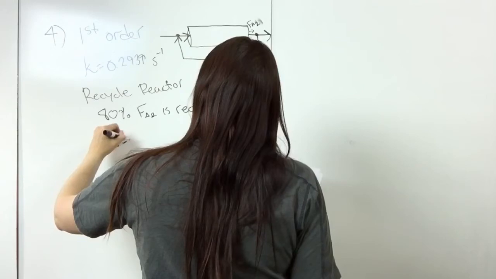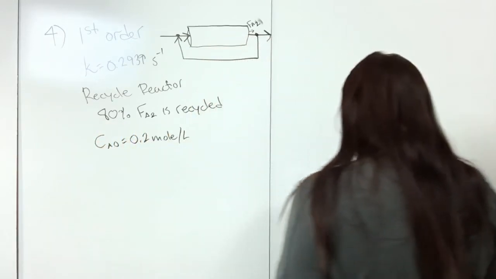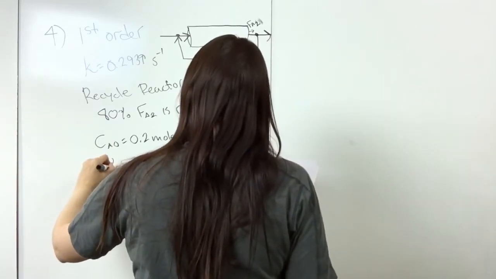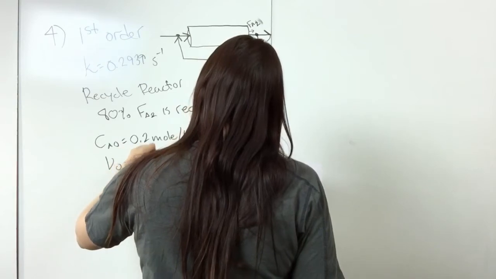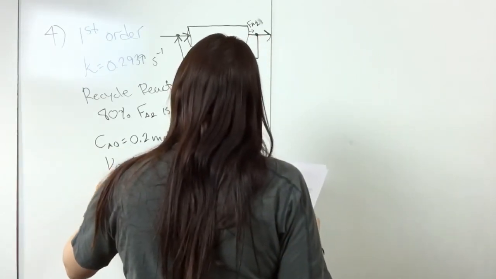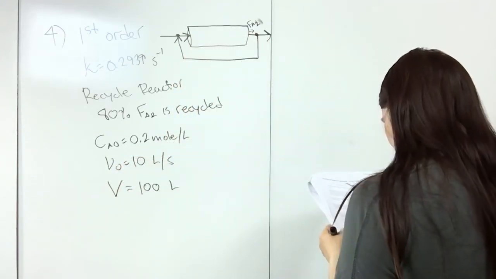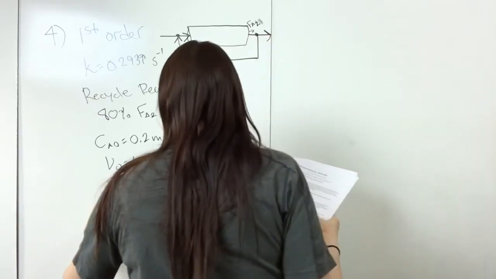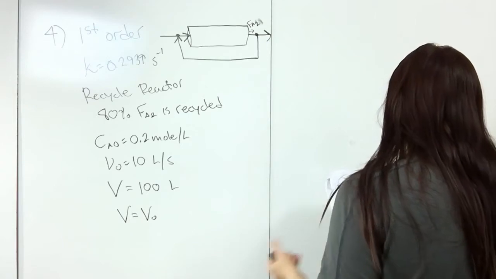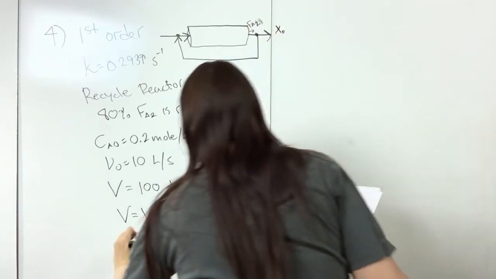CA naught equals 0.2 moles per liter. The volumetric flow rate is 10 liters per second, so V naught is 10 liters per second, and the reactor volume is 100 liters, so volume 100 liters. There's no volume change in the reaction, so V equals V naught. And it wants to know the final exit conversion, so that's out here. So it wants to know X naught.